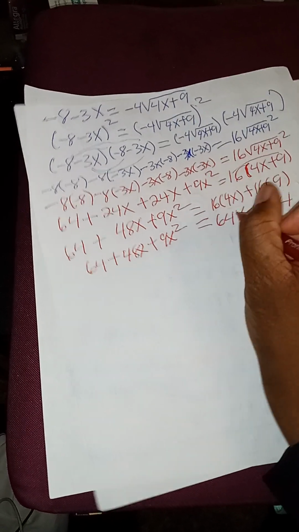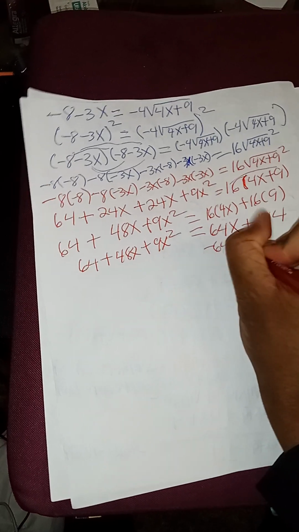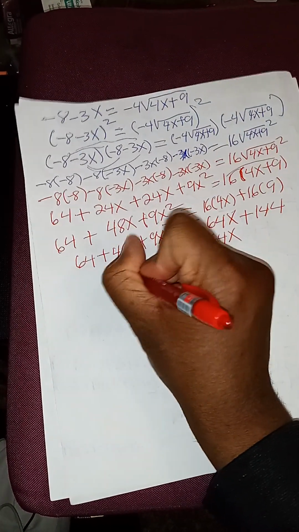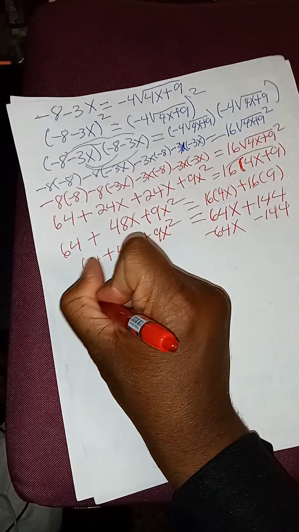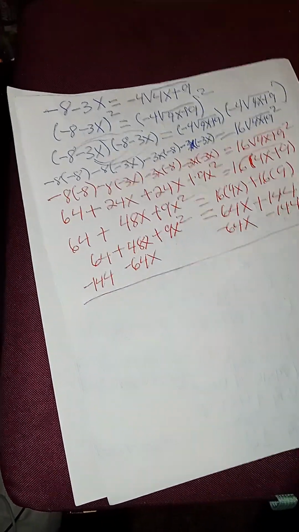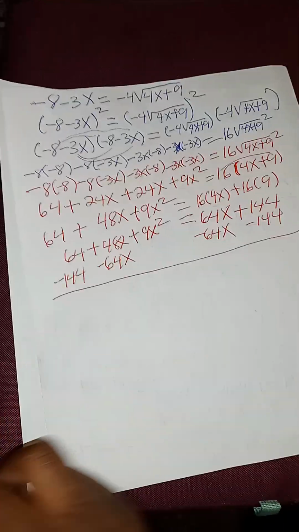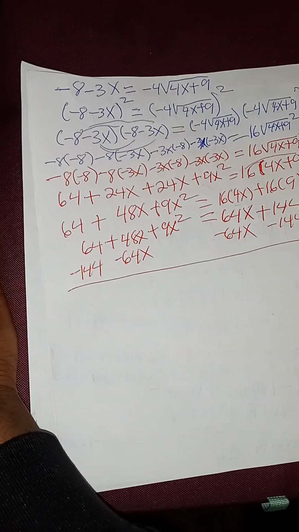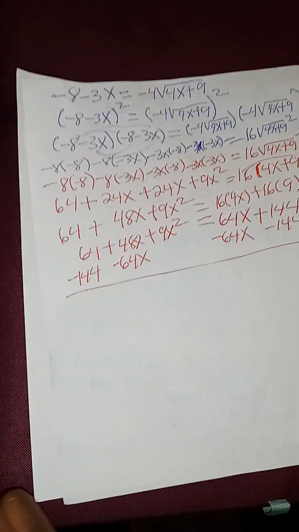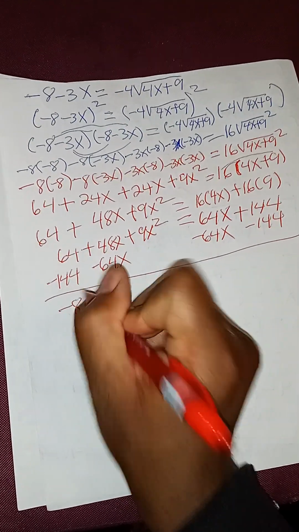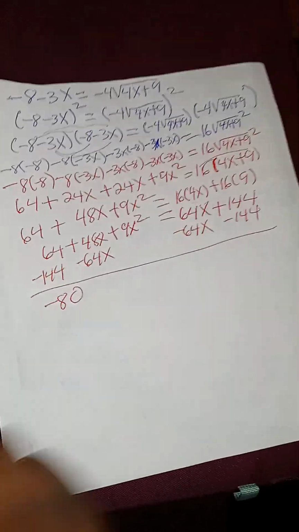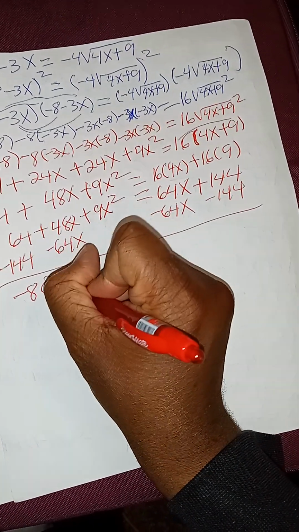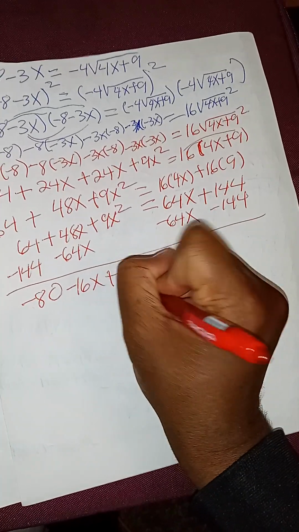So we must subtract 64x from both sides and subtract 144 because we want to set the equation equal to 0. Okay, so 64 minus 144 is going to equal -80. 48 minus 64 is going to equal minus 16, so minus 16x plus 9x squared is equal to 0.